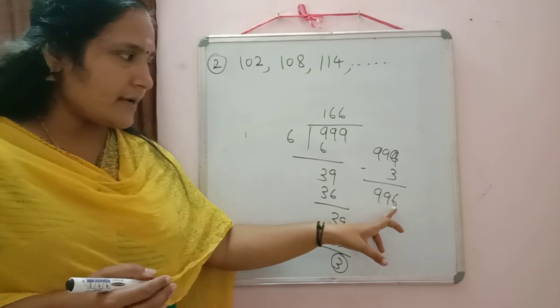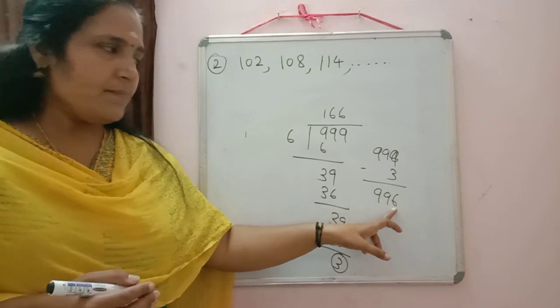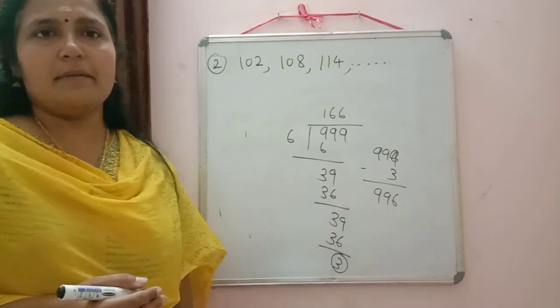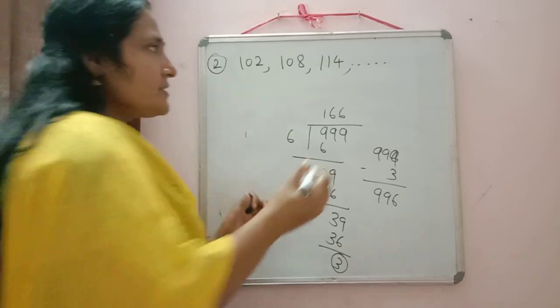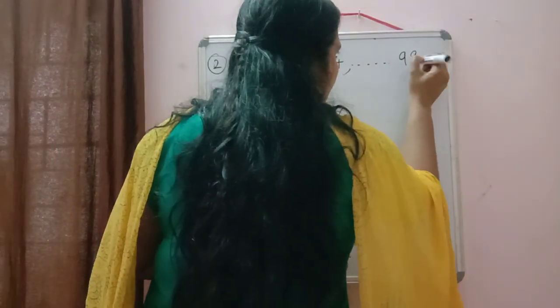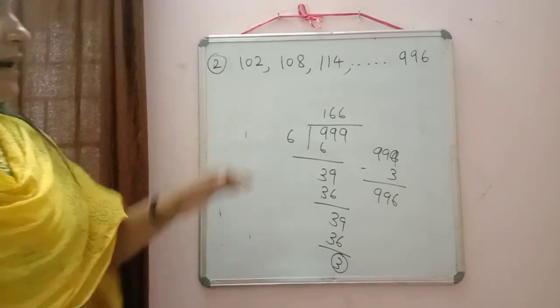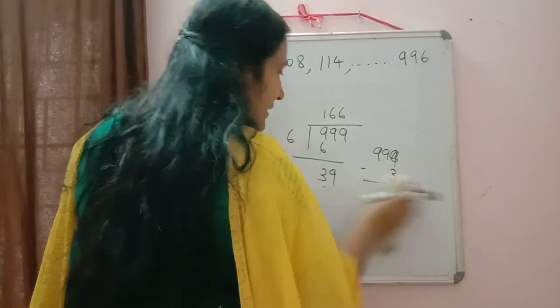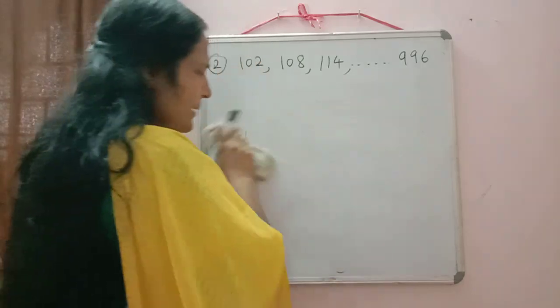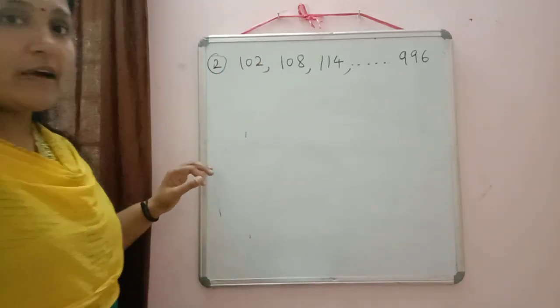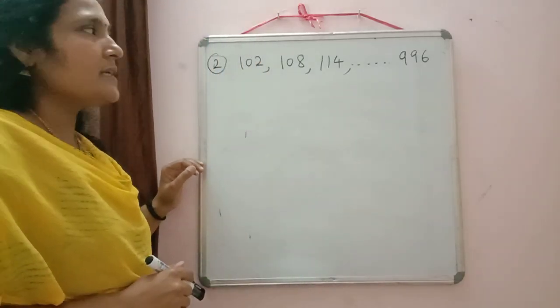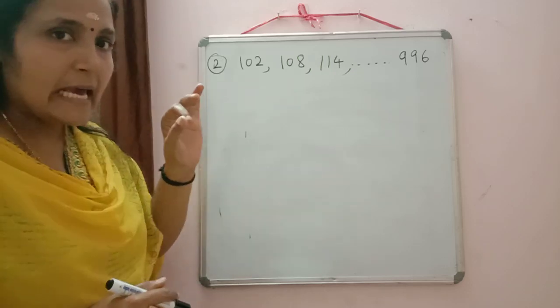So this will be the greatest 3-digit number which is divisible by 6. If you want, you can check. It is divisible by 2. And as you can see, it is divisible by 3 also. So the last number will be equal to 996. Now what we have to find? In this way, how many 3-digit numbers are there? How many numbers are there means what we have to find out? Yes, we have to find out the value of n here.